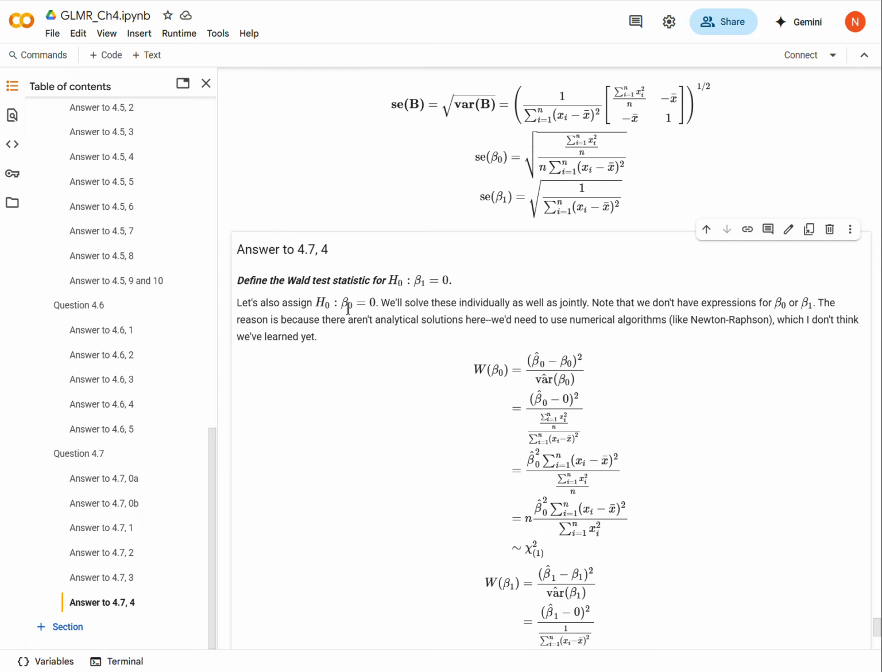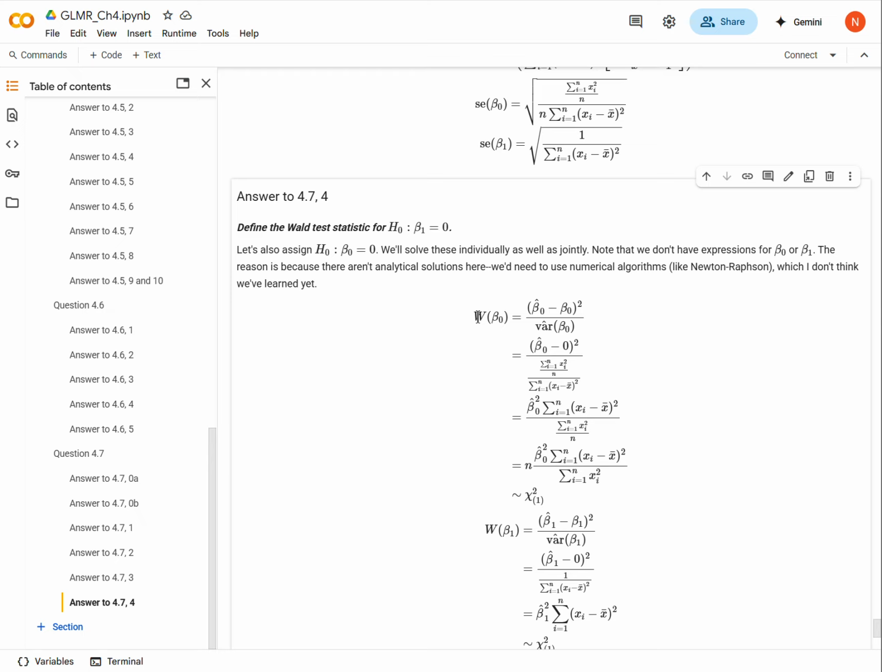But we might also want to assess these two null hypotheses jointly, and that's going to be a different expression. Okay, so let's start with beta naught here. This is just a generic expression for beta naught, and here our null hypothesis is 0.